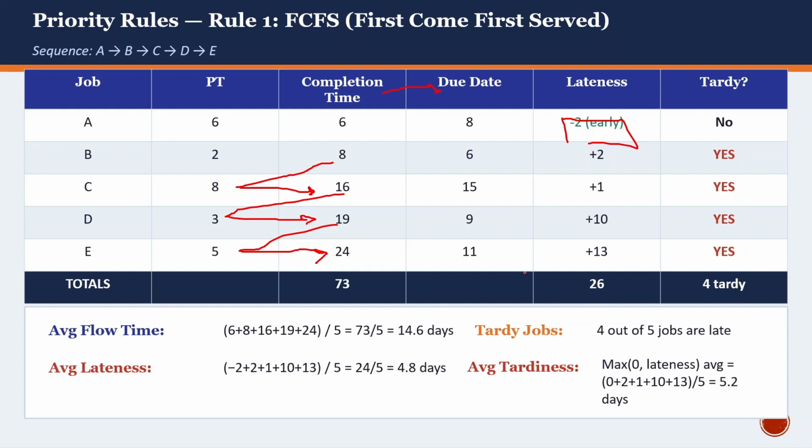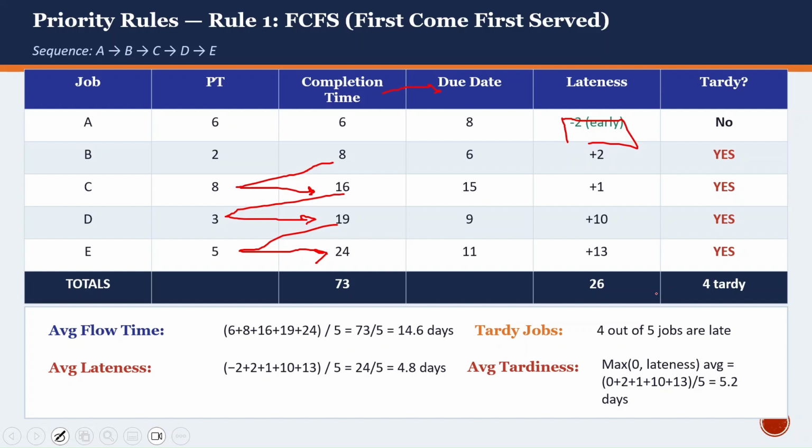The average flow time is the addition of all: 6 plus 8 plus 16 plus 19 plus 24. That comes out to be 73. The total number of jobs is 5, so the average flow time is 73 by 5, that is 14.6 days. Again, average lateness is the cumulative addition of all the lateness, which will come out to be around 4.8 days. And how many tardy jobs are there? Around 4 out of 5 jobs are being late.